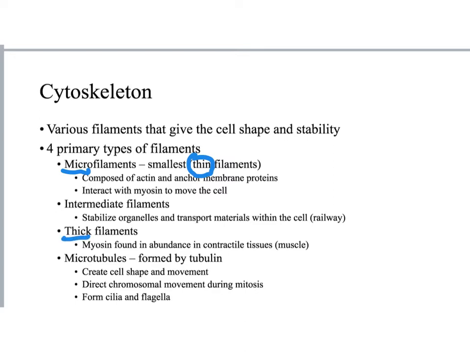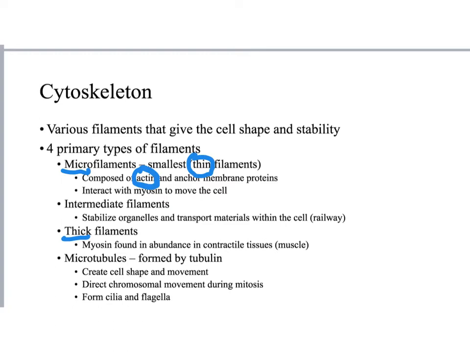And the thin filaments slide against the thick filaments to cause contraction of muscle. So we'll talk about that once we get to the muscle part of the course. For now, just recognize that thin filaments are one of these four primary types of filaments. They're composed of actin. That's going to be important when we get to muscle too. So microfilaments, also called thin filaments, are composed of actin, and they work with myosin to help cells contract.